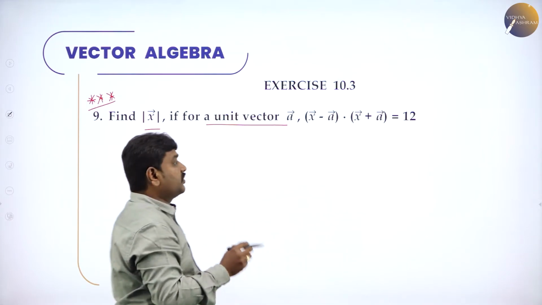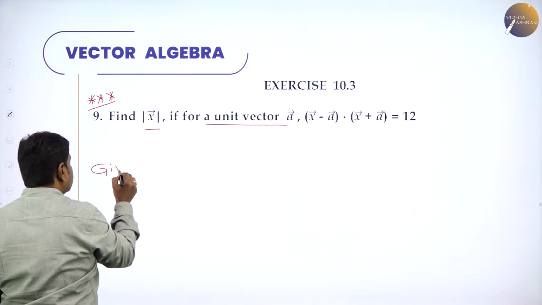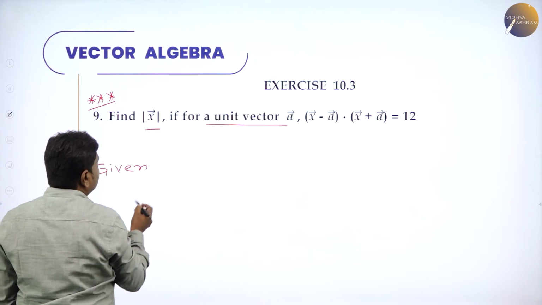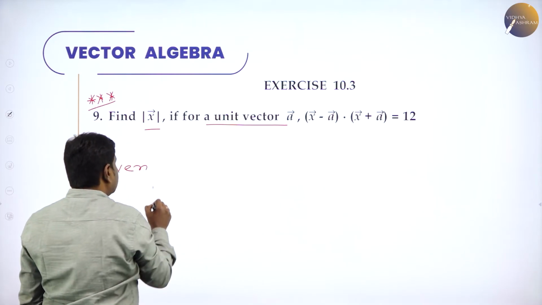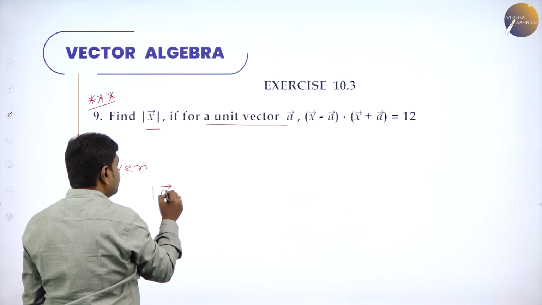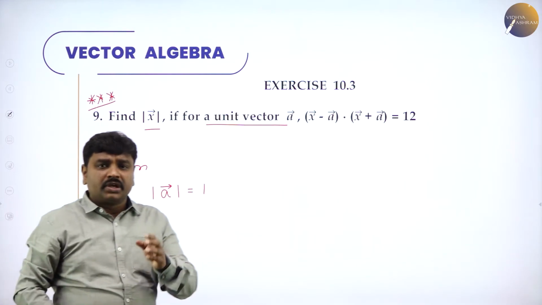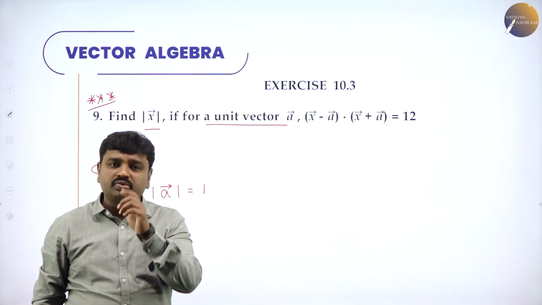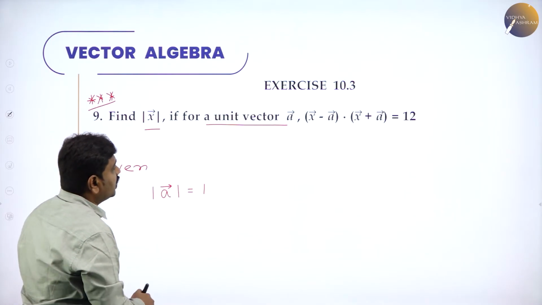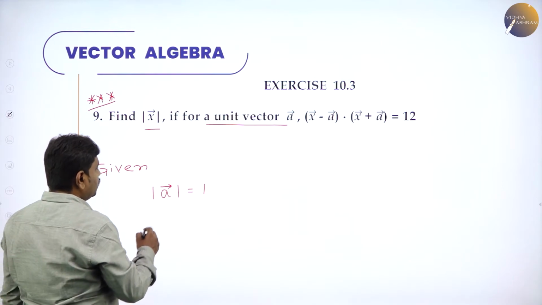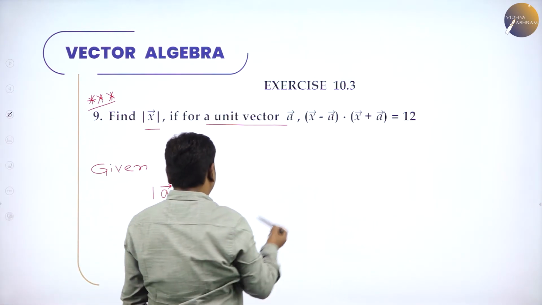This is given. First we'll write what is given. So write given, or symbolize what is given. What is given? Find magnitude x for a unit vector, vector A. So vector A, they told it is a unit vector. Vector A is 1. What is meant by unit vector? Unit vector means a vector whose magnitude is 1. So vector A is 1, magnitude is 1. And also they gave x minus A dot x plus A is 12.